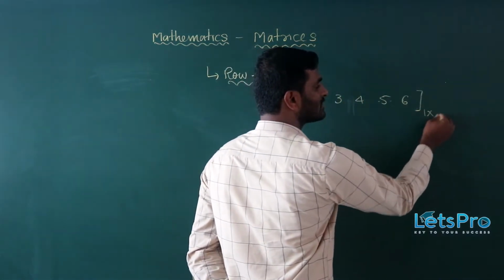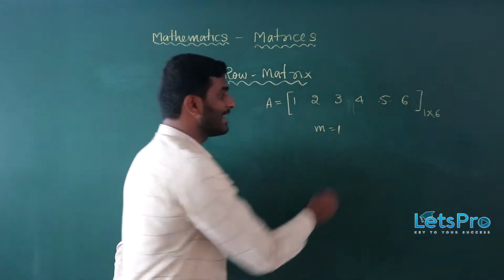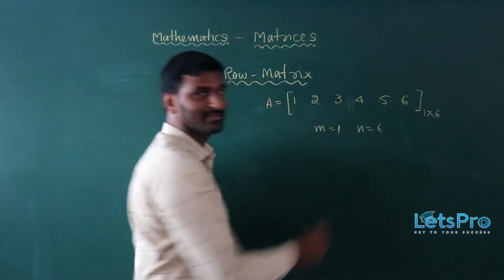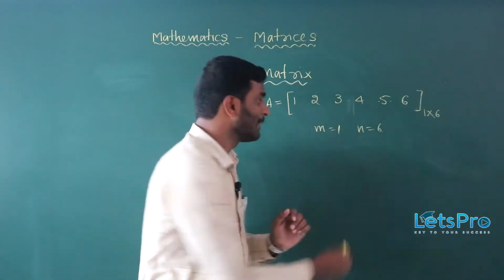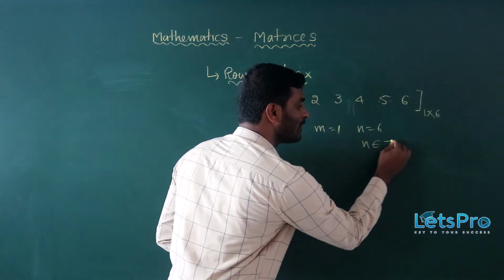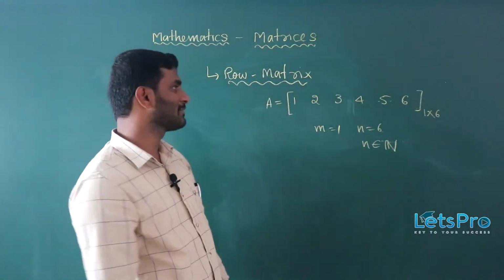Hence the order is 1 cross 6. The m value is always 1, but the n value is different, and the n value always belongs to natural numbers. Correct? We'll move on to the next type of matrix.